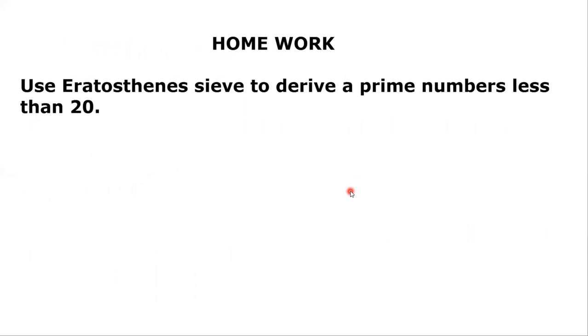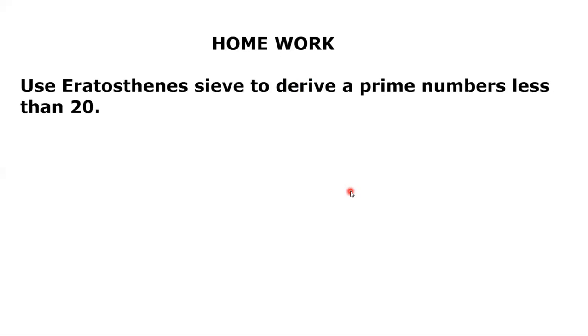Homework. Use a sieve to derive the prime numbers less than 20, like the one that we derived. The prime numbers less than 20 means all prime numbers from 1 to 20. Okay? Well, let's do 1 to 20.